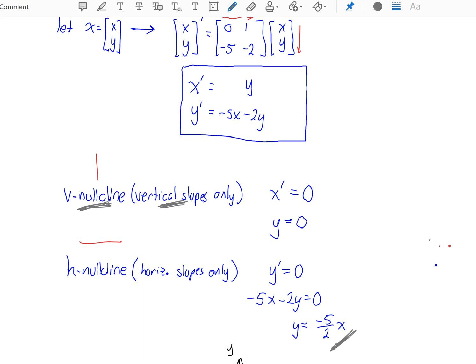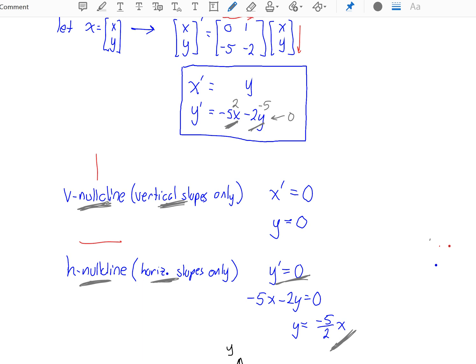Now if you evaluate this at the ordered pair 2, negative 5, 2 for x, negative 5 for y, then this will be positive 10. This is negative 10 and this is positive 10. This ends up being 0. But we knew that because we're on a horizontal nullcline. You have to have horizontal slopes only, which means y prime has to be 0.